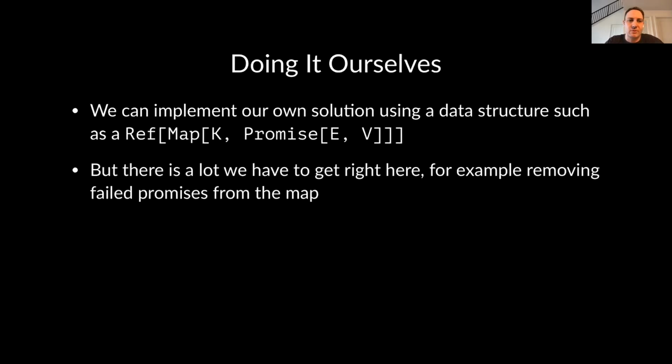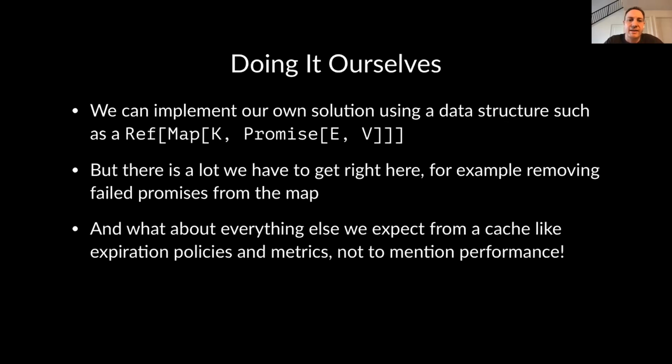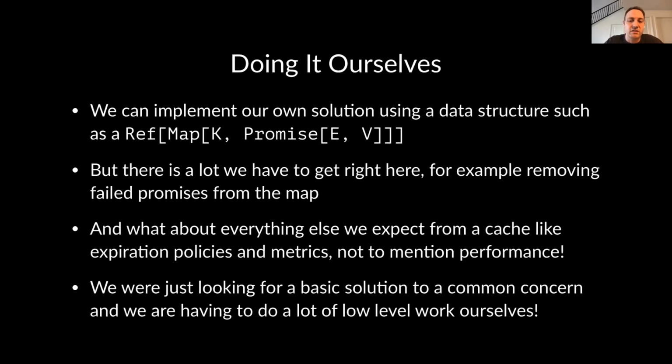But just in doing that, there's a decent amount of things that we need to make sure we get right. We need to make sure we remove the promises at the right time and handle failures the right way and all this stuff. And we're also not getting any of the other things that we'd like to get from a cache: we'd like to have expiration policies, we'd like to have metrics about what's going on with this cache, we'd like to have some benchmarks on how performant this cache is. All of this is something where we're having to do a lot ourselves for something that should really be a pretty basic, off-the-shelf thing that we just drop in and that solves it for us.